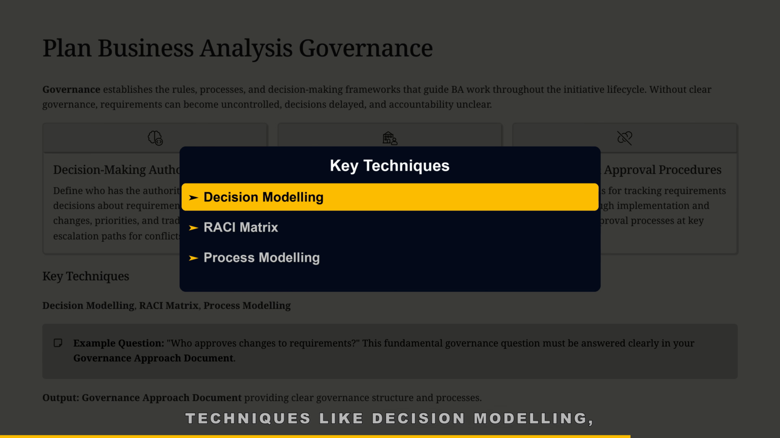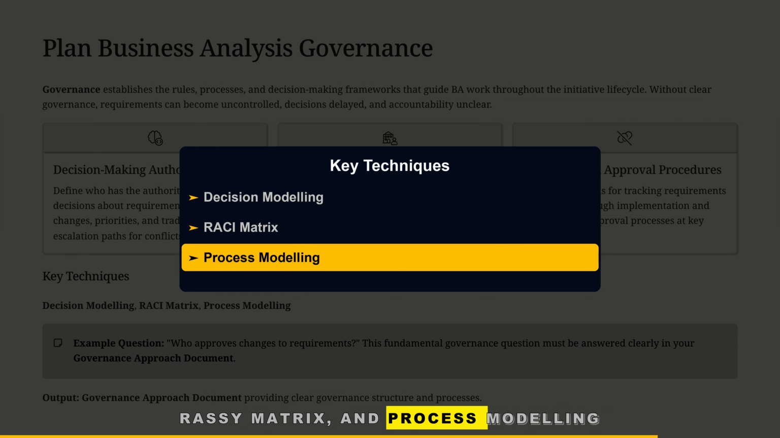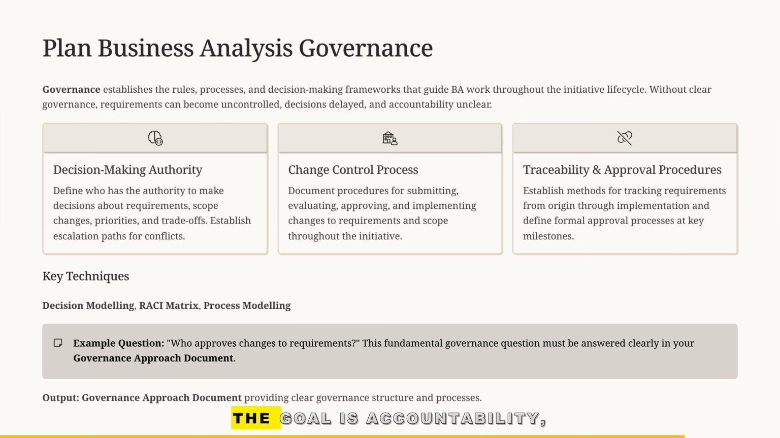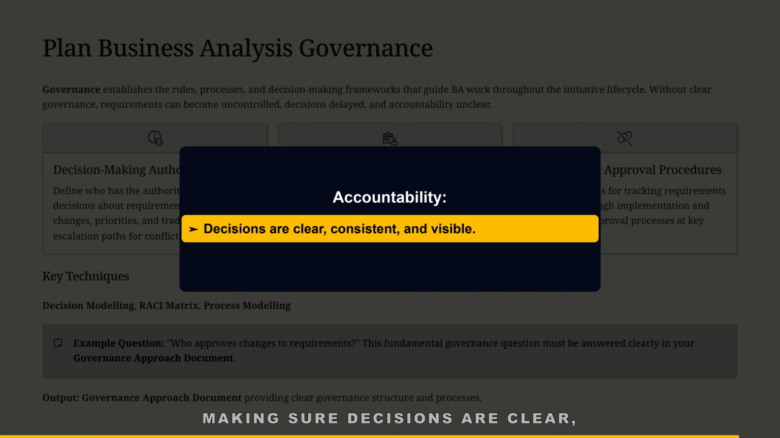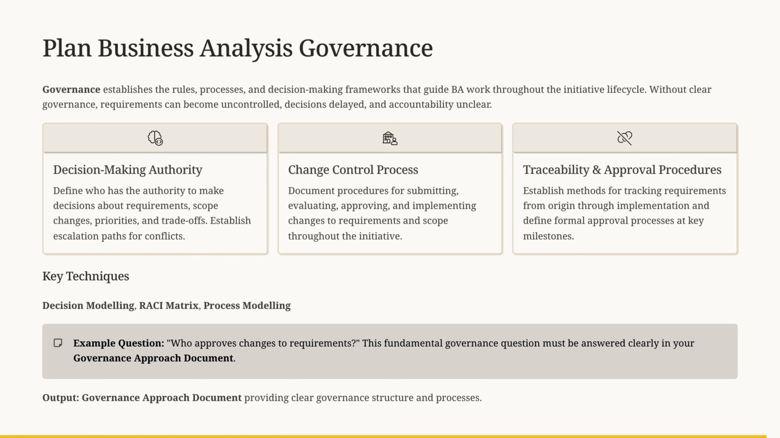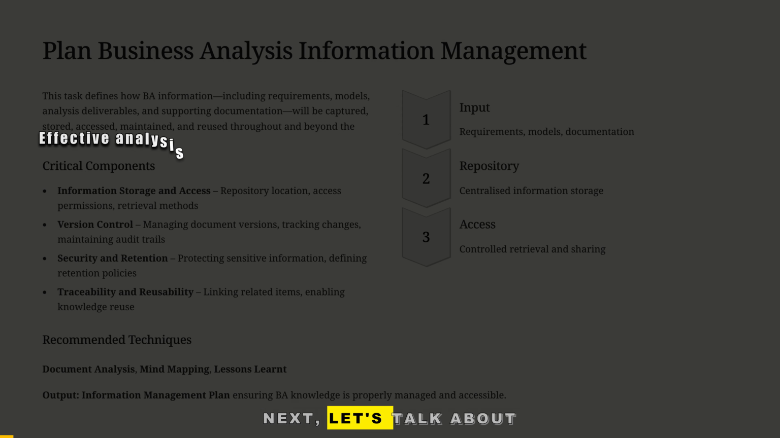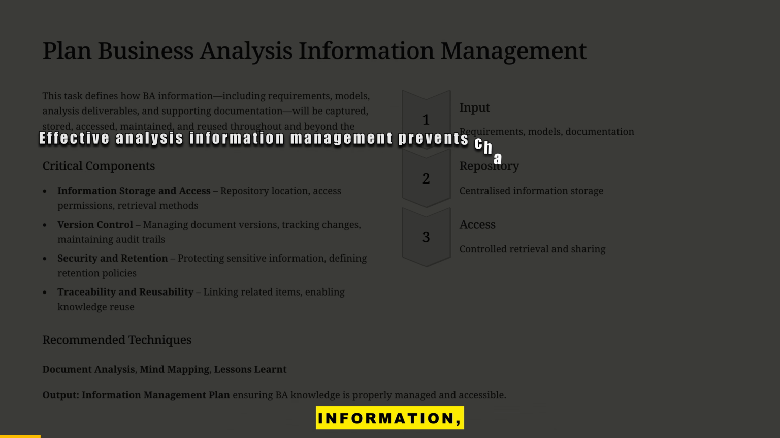Techniques like decision modeling, RACI matrix, and process modeling formalize this. The goal is accountability, making sure decisions are clear, consistent, and visible. Next, let's talk about how we manage our analysis information.